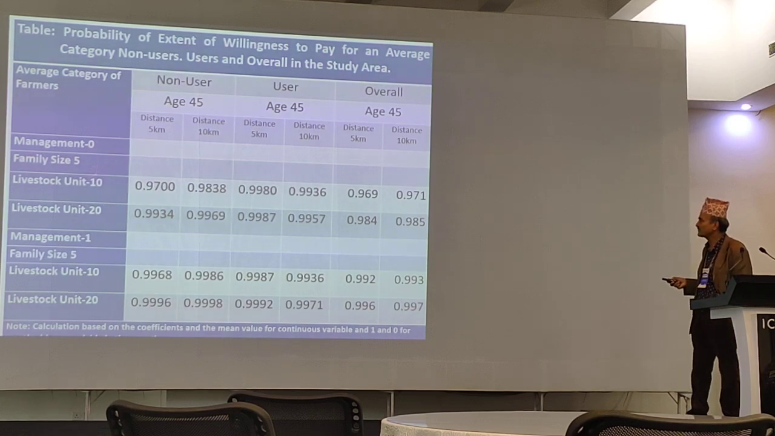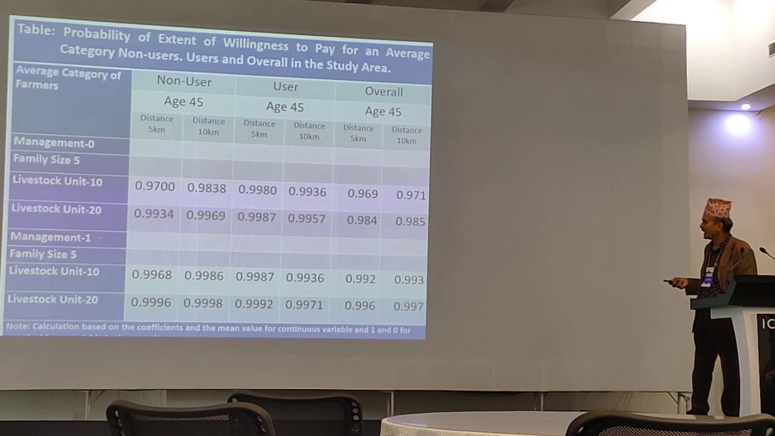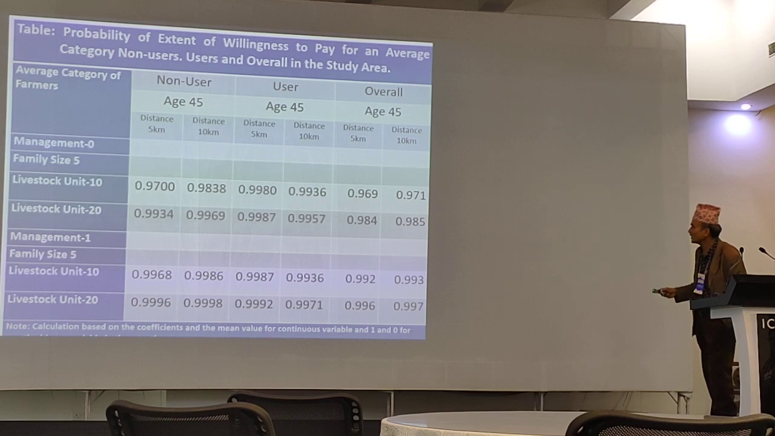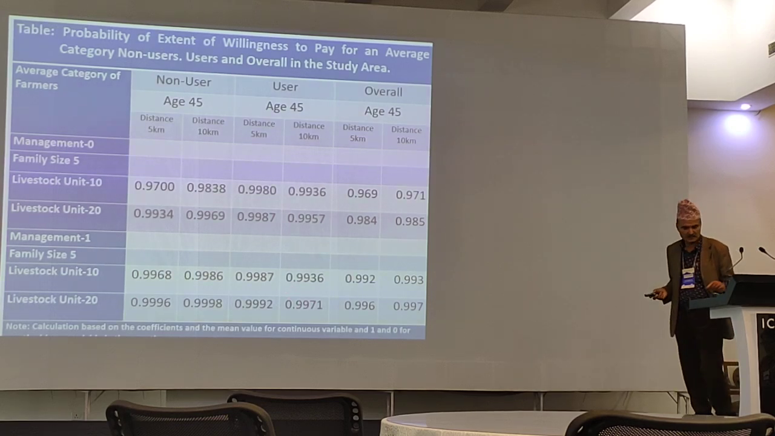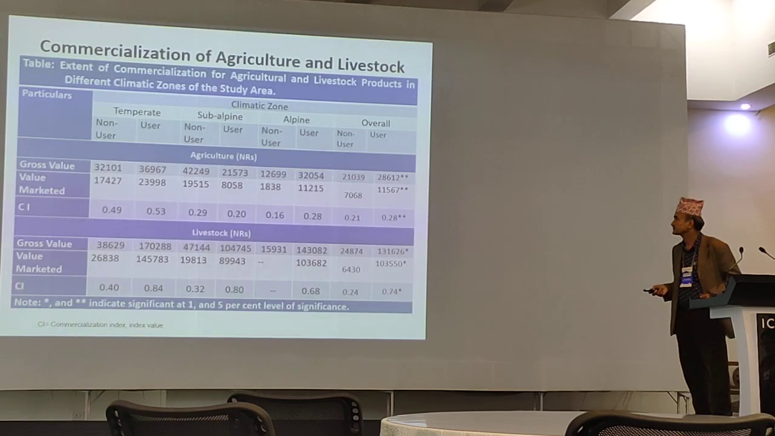Similarly, for a family size of 5, having 10 units and a livestock unit of 20, and when there is zero management, the probability we find, the maximum under users, is 99.99%. We find it much higher among the users. They are comparable to willingness to pay.